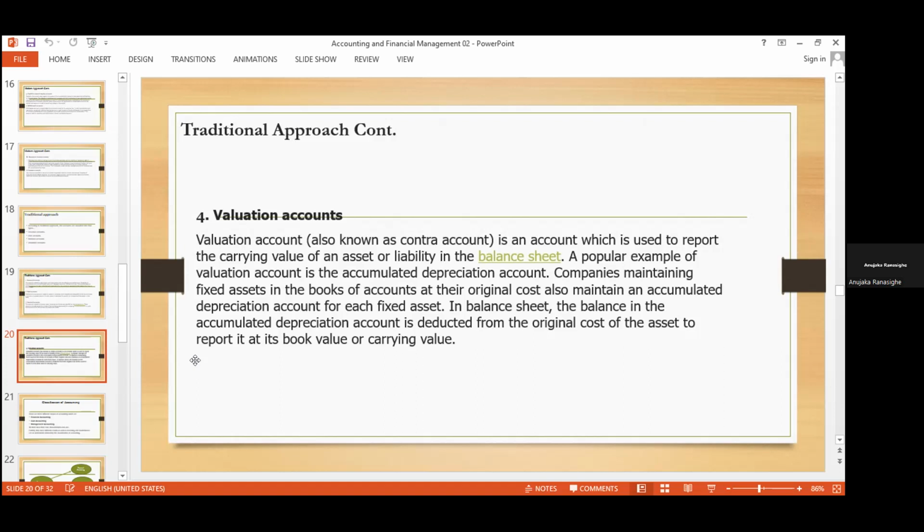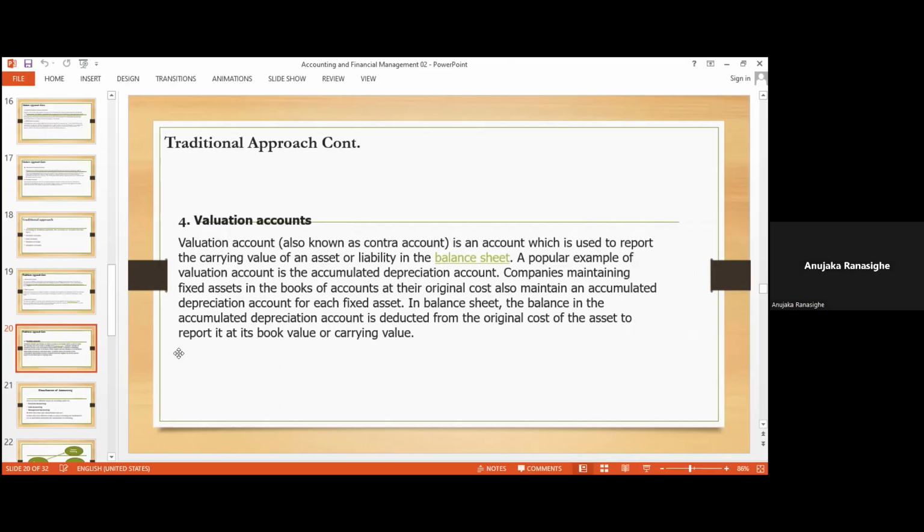Companies maintaining fixed assets in the books of accounts at their original cost also maintain an accumulated depreciation account for each fixed asset. In the balance sheet, the balance in the accumulated depreciation account is deducted from the original cost of the assets to report it at its book value or carrying value. That is the valuation account.